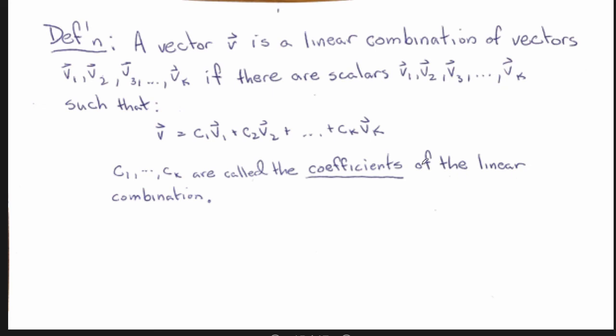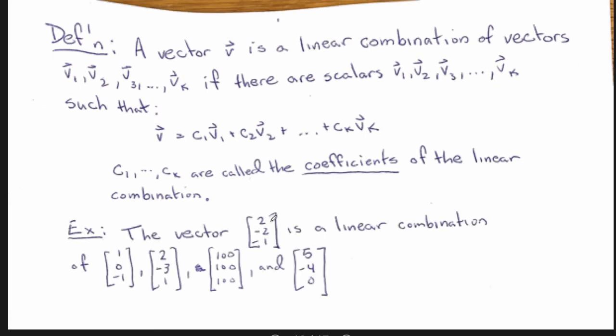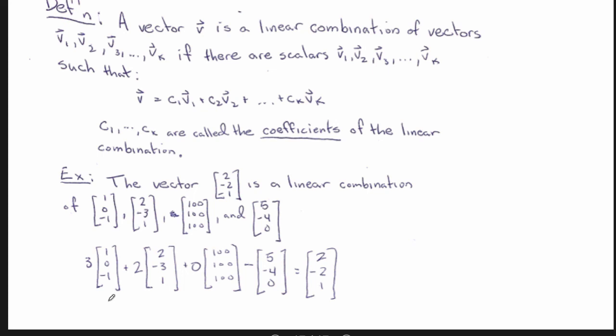Okay, let's look at an example to make that more concrete. The vector 2, -2, -1 is a linear combination of 1, 0, -1, 2, -3, 1, 100, 100, 100, and 5, -4, 0. The way we can see that: 3 times (1, 0, 1) plus 2 times (2, -3, 1) plus 0 times (100, 100, 100) minus (5, -4, 0) is equal to 2, -2, 1.